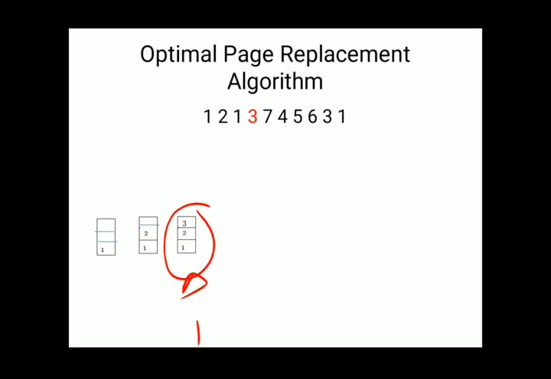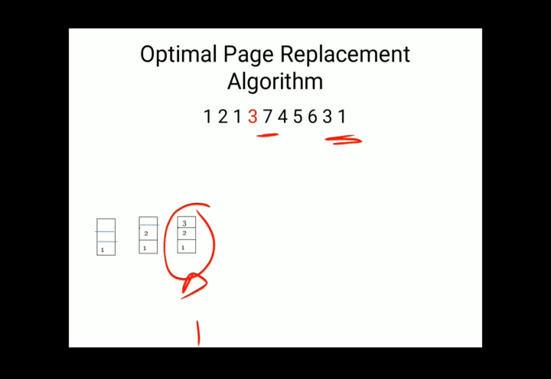Okay, now the question is where the next element, that is 7, is to be inserted. According to the optimal page replacement algorithm, we have to replace the page which will be used very late in the future or not used at all. In that case, 3 and 1 are used in the future.